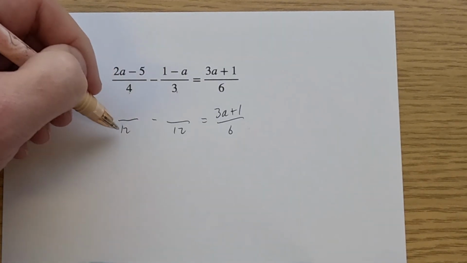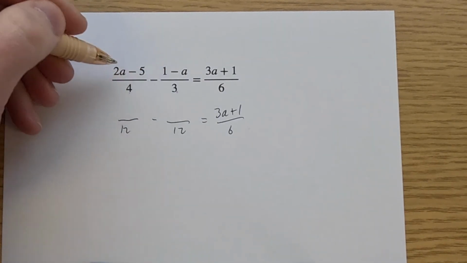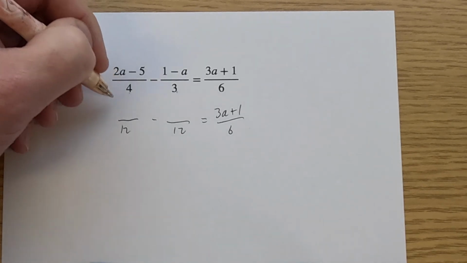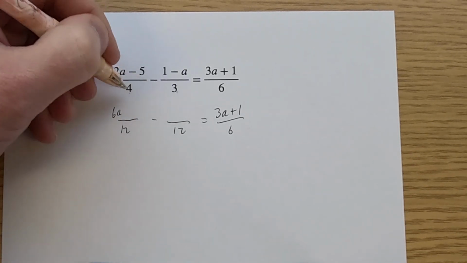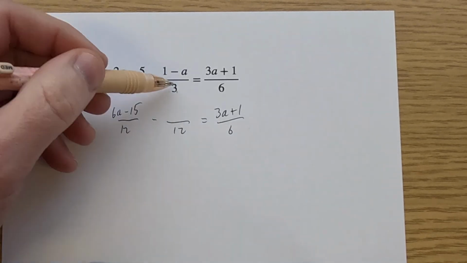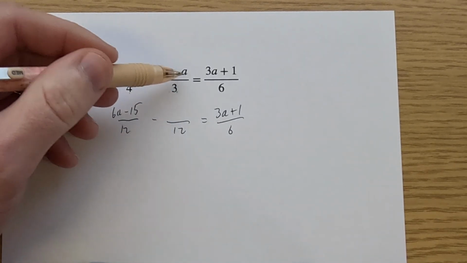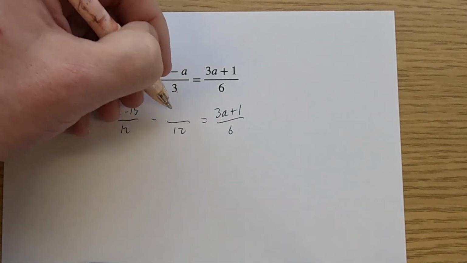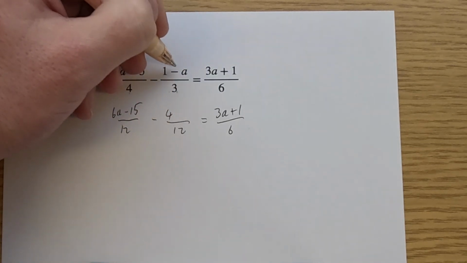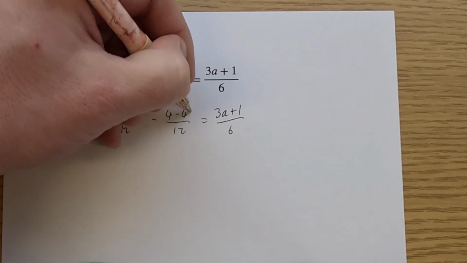To get from 4 to 12, we multiply by 3. So let's multiply the numerator by 3. So 2a times 3 would be 6a, and minus 5 times 3 would be minus 15. To get from 3 to 12, we times by 4, so let's multiply the numerator by 4. 1 times 4 is 4, and 4 times minus a would be minus 4a.